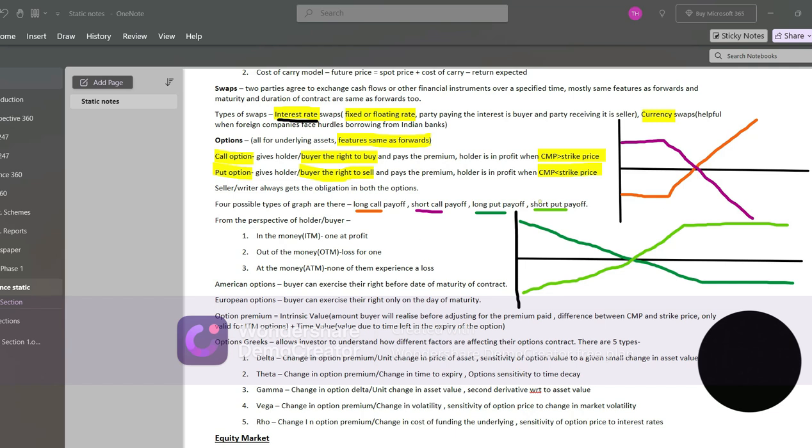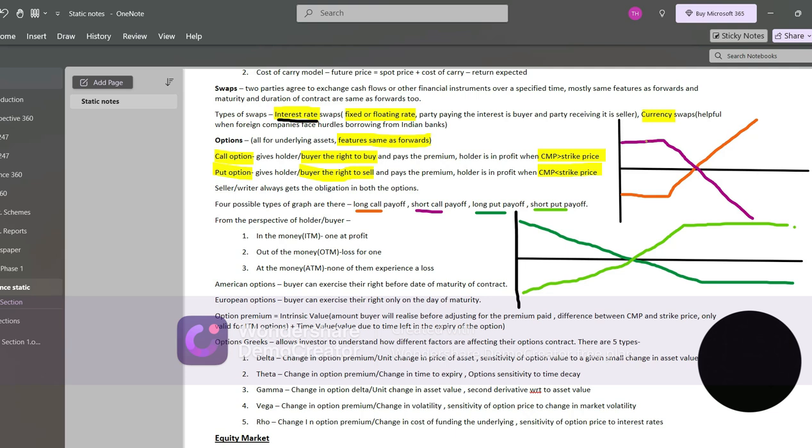Okay. Now in short call payoff, this is the graph. Short call payoff basically means the seller of the call option is in profit. When will the seller of the call option be in profit? The seller will be in profit when the current market price starts to go down. Then he will want to sell the asset at the strike price, because the current market price is even lower than the strike price, so he will be in profit.